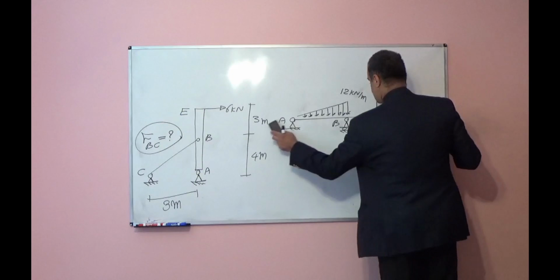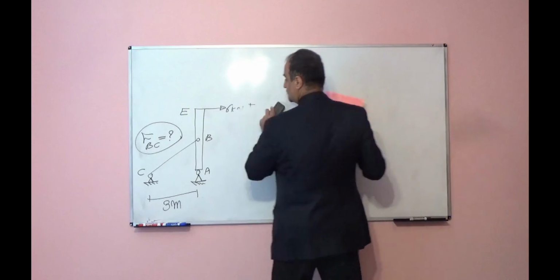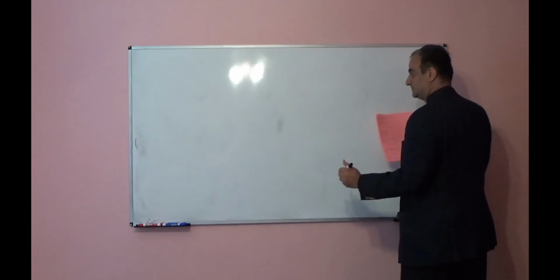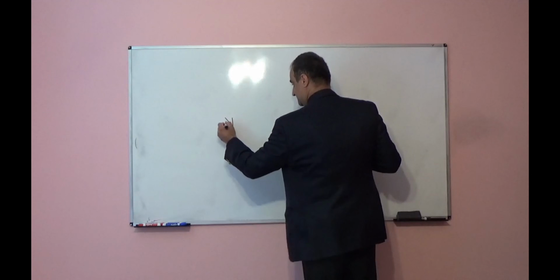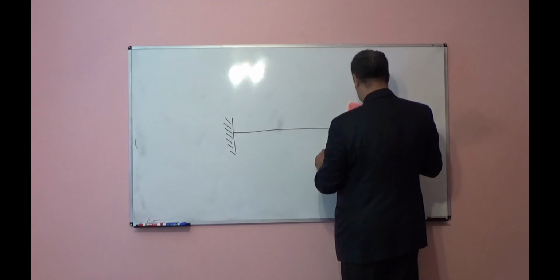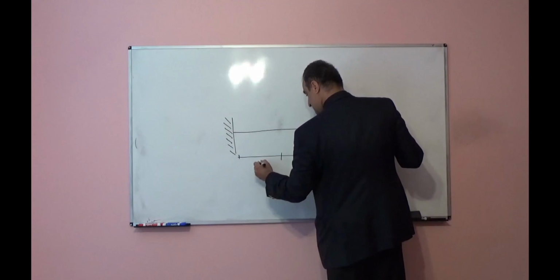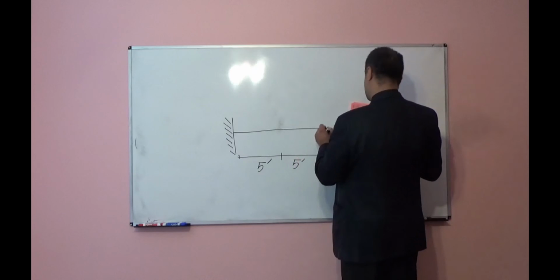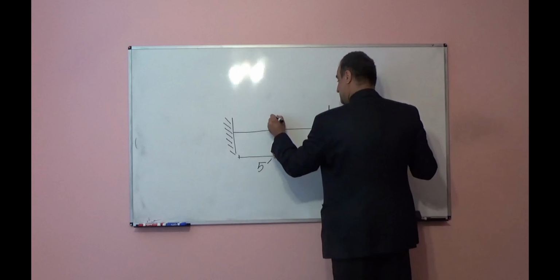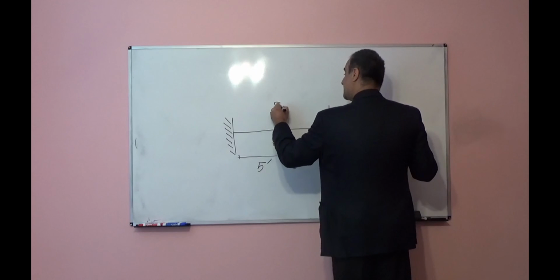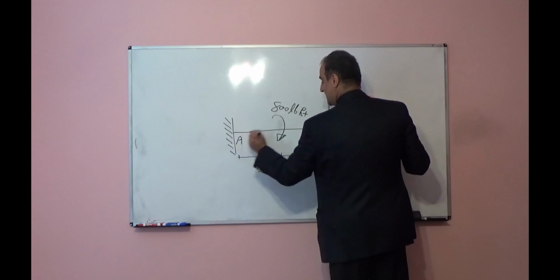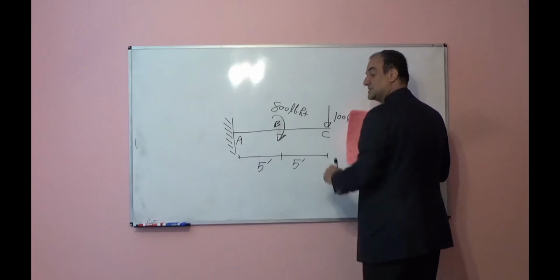Another problem you should solve. It is one cantilever beam. The beam length is 10 feet. So 5 feet, 5 feet. Here we have 100 pound force, and here we have 800 pound-feet moment. So beam A, B, C, it is a cantilever beam.